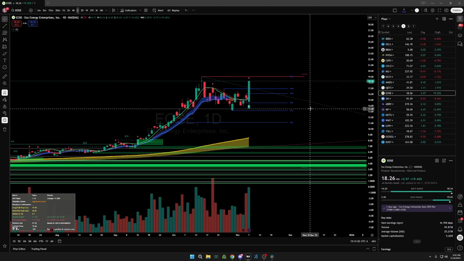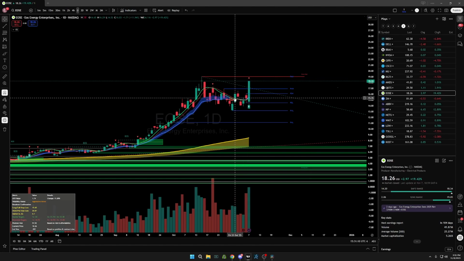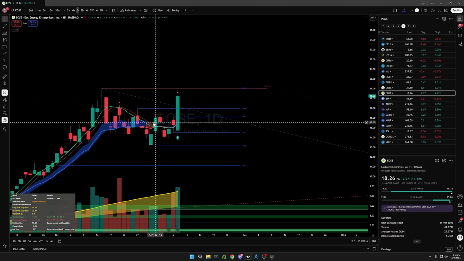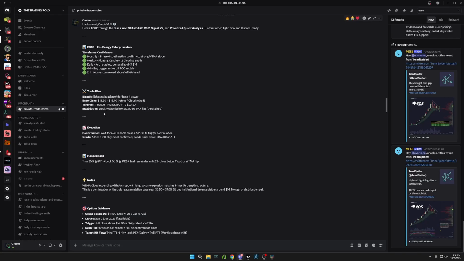Let's look at one of the stocks that I called out in my Discord on Sunday, November the 2nd. As you can see, this candle right here is October the 31st, just to confirm that I found this stock over the weekend. Halloween, actually. All right. Here's my Discord right here. As you can see the date, 11/2 at 3:10 a.m. Yes, I put in work.